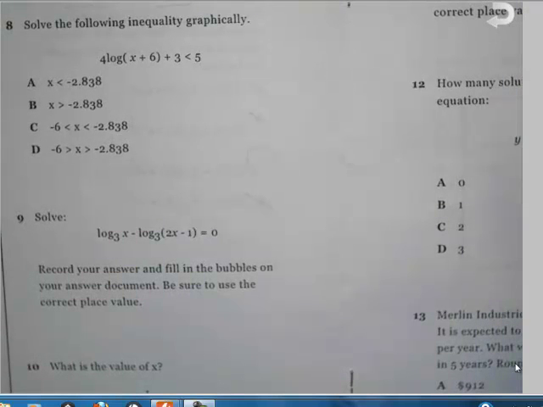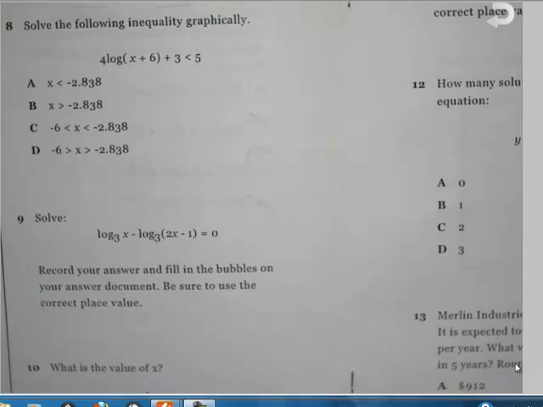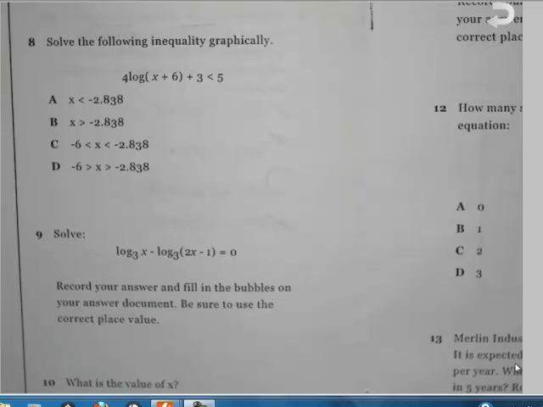Solve the following inequality graphically, which I found very amusing because they didn't give you any space to actually solve it. And I wouldn't have solved it graphically. I would have solved it algebraically, especially since they didn't give you any space to solve it graphically, and so I just thought they were being kind of funny.